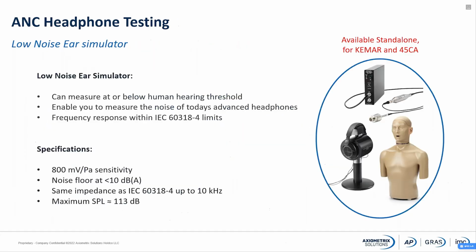These low noise ear simulators are available standalone as a 43 dB, like we see over here, but also in a test fixture like the 45CA or a head and torso simulator like the GRAS KEMAR, as we see over here.